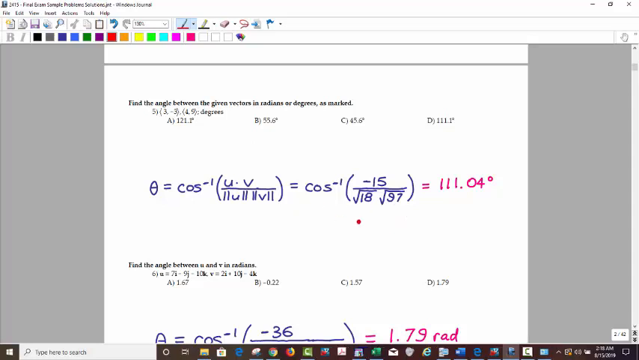So cosine inverse, make sure you're in degree mode, because that's what it's asking for, is in degrees. So just check your calculator. And make sure you keep all this especially in the denominator, make sure when you enter them in the calculator, you wrap parentheses around both of those. Or you can put them under the same radical. You can say the square root of 18 times 97, all under the same radical. And I get 111.04.